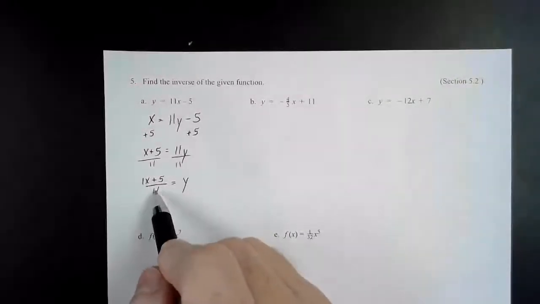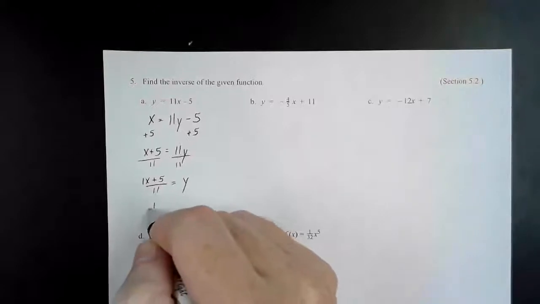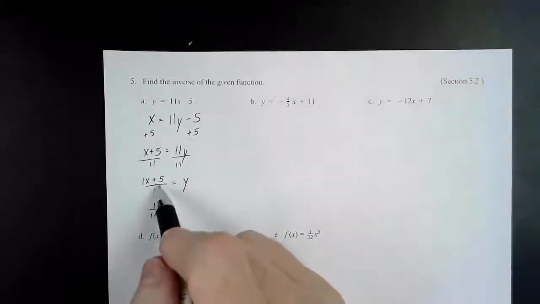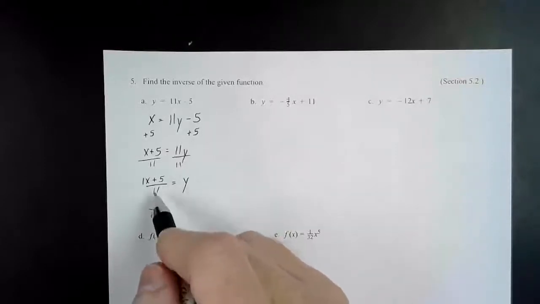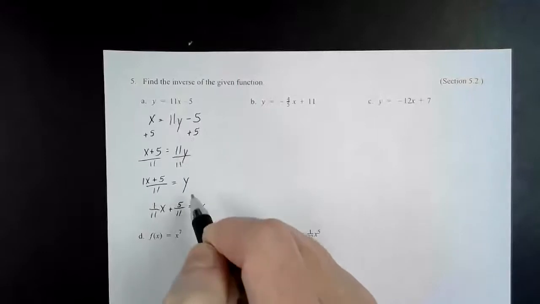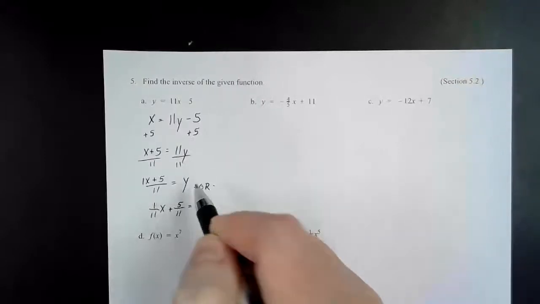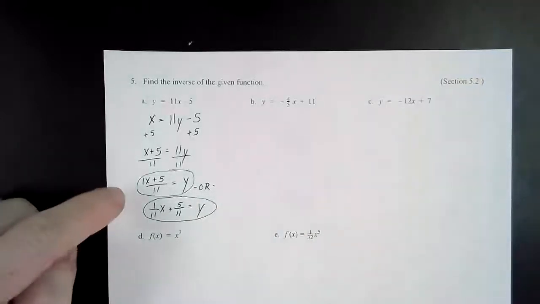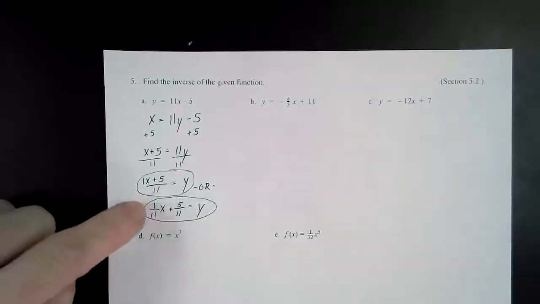So it's 1 over 11, and there's an x there. So you put it next to it, or it could go on top. And then this would get its own fraction. Positive 5 over 11 equals y. So either of these would be acceptable. But just know on the test, if it looks like that, it is the same thing.